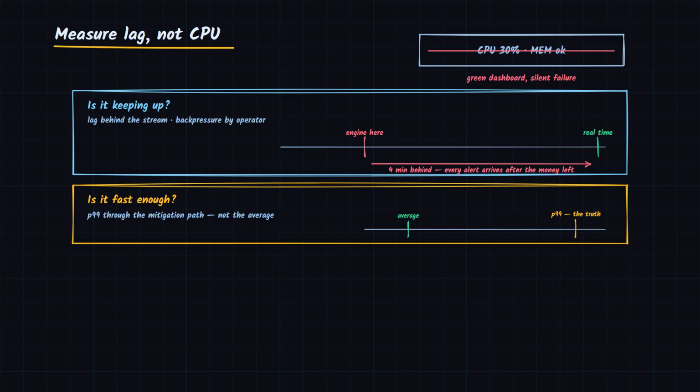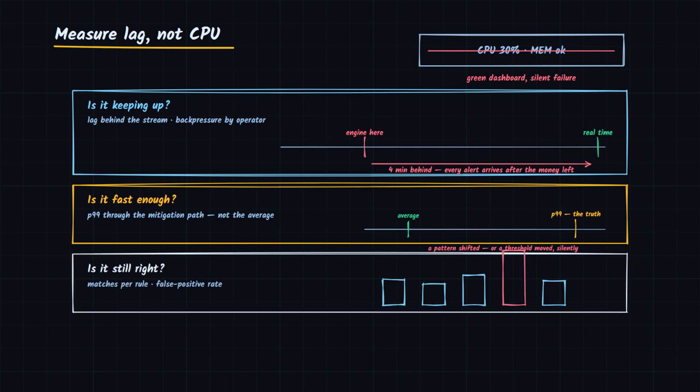Then latency through the mitigation path, measured at the tail, because the transactions that matter are the slow ones. And then the rate of matches per rule, which is your early warning that a fraud pattern has shifted, or that someone changed a threshold and did not tell you.